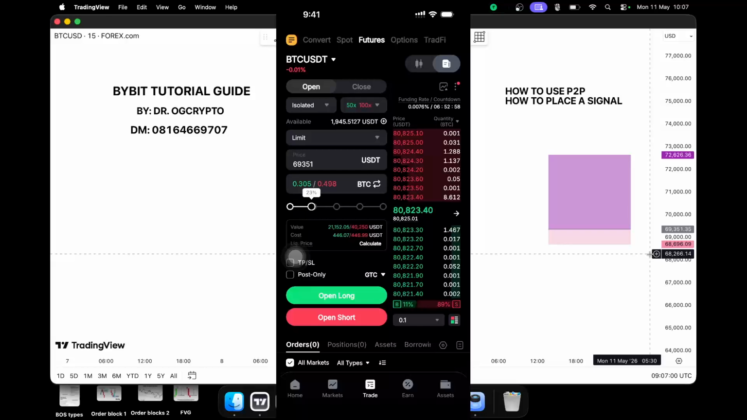So let me enter with $200. So I entered this trade with what? With $77. So now what this value means is, if I want to enter this trade with 50x leverage, you just multiply that 50 by 77, so it will give you about 3,670. But that one does not concern you.